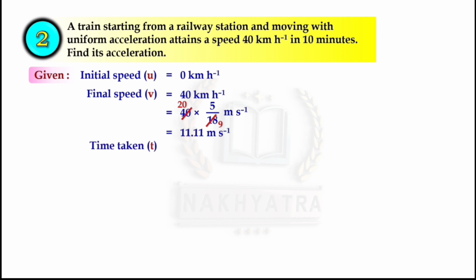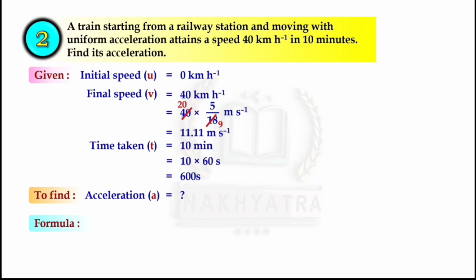Okay, here the time t is equal to 10 minutes. Convert it into seconds, so we will get 600 seconds. Here also we have to find out the acceleration. The acceleration formula is a equals v minus u by t. Now pause the video for a minute and do the calculation by yourself.